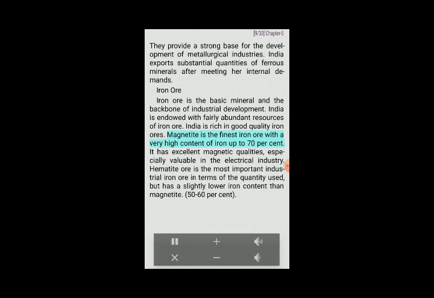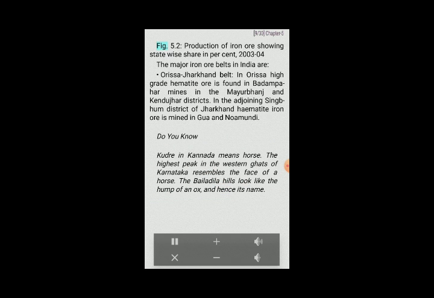Magnetite is the finest iron ore with a very high content of iron, up to 70%. It has excellent magnetic qualities, especially valuable in the electrical industry. Hematite ore is the most important industrial iron ore in terms of the quantity used, but has a slightly lower iron content than magnetite, 50 to 60%. Fig. 5.2. Production of iron ore showing state-wise share in percent, 2003-04.